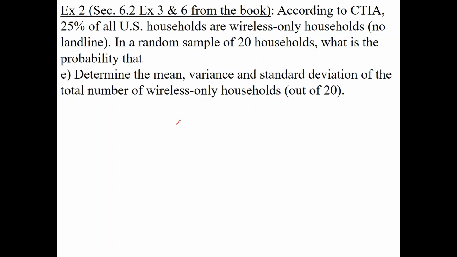The mean, or expected value. Mean, expected value, same thing. The formula is n times p. And n in this problem is 20. p is 0.25. And you get 5. So the mean is 5.